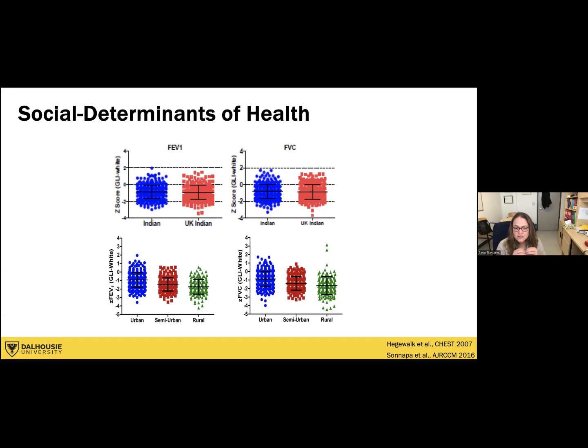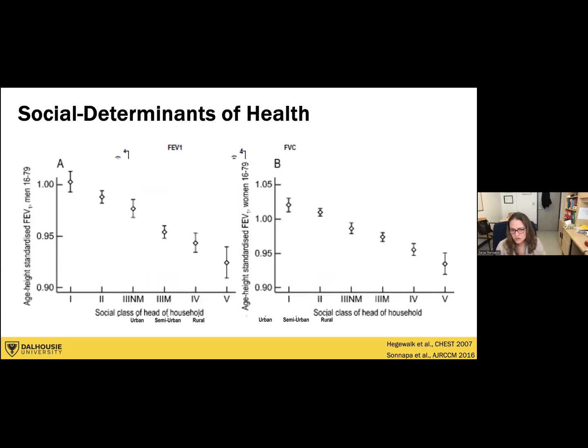But when we look at the socioeconomic gradient, within the group living in India, we see that there's a strong gradient between urban and rural populations, with urban populations having better lung function than rural populations, and obviously huge overlap in these results. And this is not unique to the developing or low-income countries. This is work out of the US published in CHEST showing that when we look at age-adjusted FEV1, in both men and women, there is a very strong socioeconomic gradient where the lower socioeconomic groups have the lowest lung function overall.